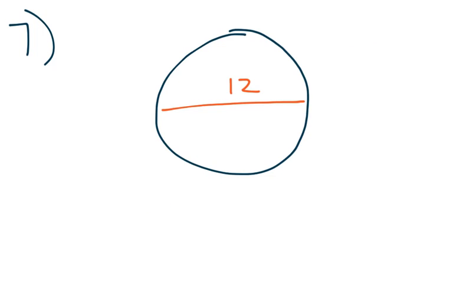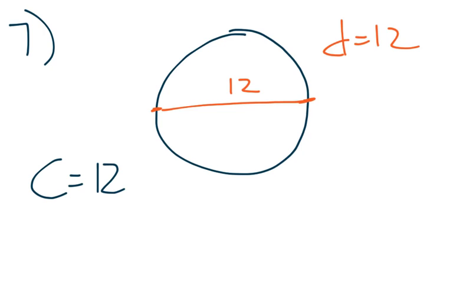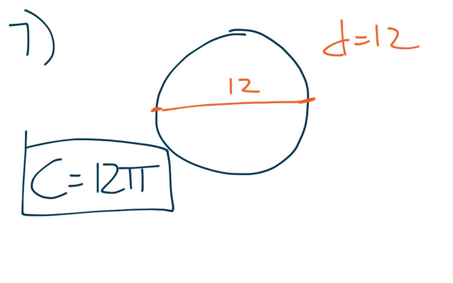For number 7, once again, we have a diameter. It goes from one edge straight across to the other edge. So that means D equals 12. And that means that circumference equals 12 pi. And that is number 7.